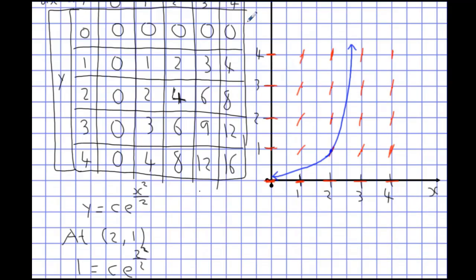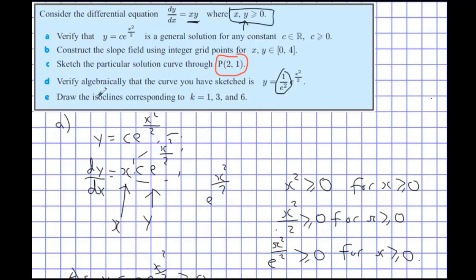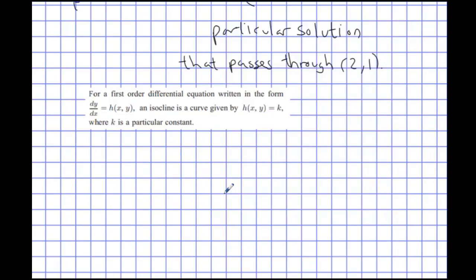Right, just realised that sketching a particular solution was part C, and then doing the algebra bit was part D. So all that is left is part E, which is draw the isoclines corresponding to k equals 1, 3, and 6.